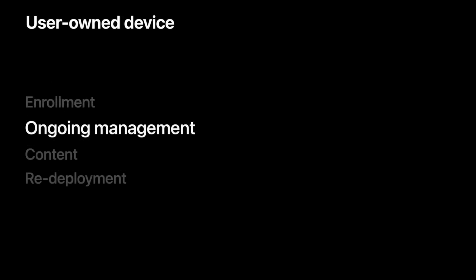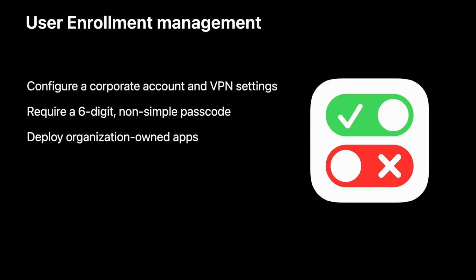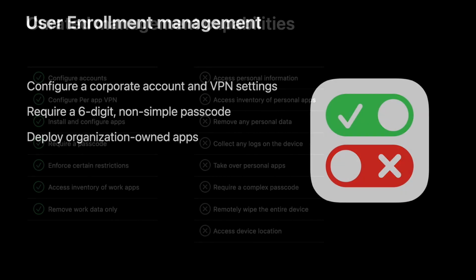Once your users have chosen to enroll their personal devices to your MDM, you then have a specific set of management capabilities available to you. User enrollment management capabilities are curated specifically for BYOD, so you can configure corporate accounts and VPN settings. You may require passcodes on the user's device, but the policy may not require very long or overly complex passcodes. You can deploy managed apps, but cannot take over a user's own apps.